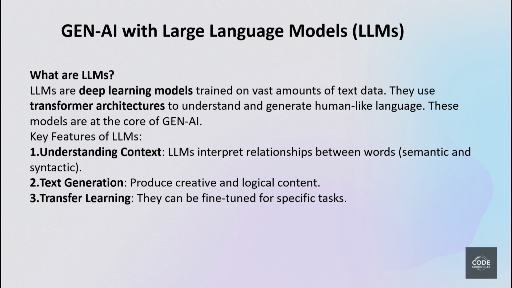Key features. LLMs have several impressive key features. Firstly, they excel in understanding context by interpreting relationships between words, both semantic and syntactic. This means they can understand the deeper meanings and connections in language. Secondly, they can generate text that is not only creative but also logical and coherent. And lastly, LLMs are incredibly versatile through transfer learning, meaning they can be fine-tuned to perform specific tasks more efficiently.